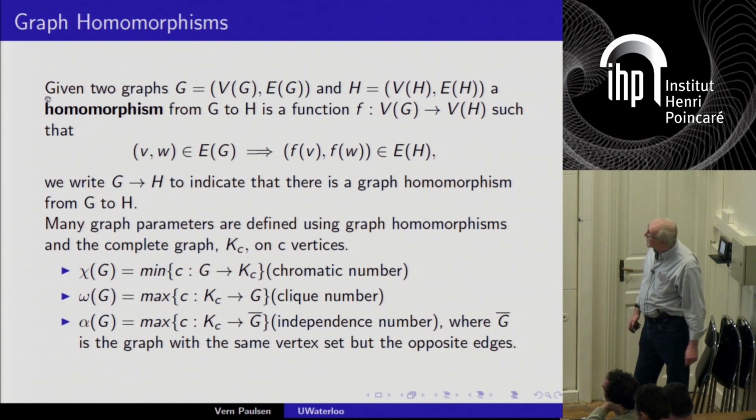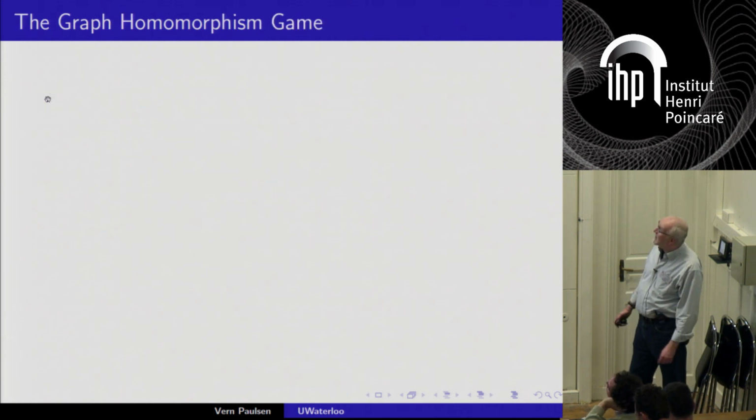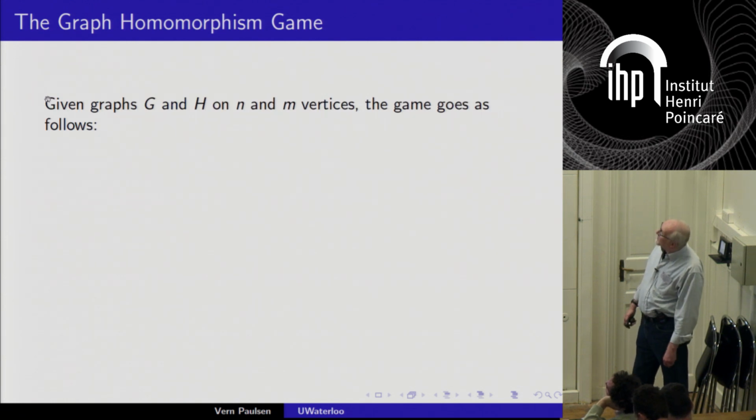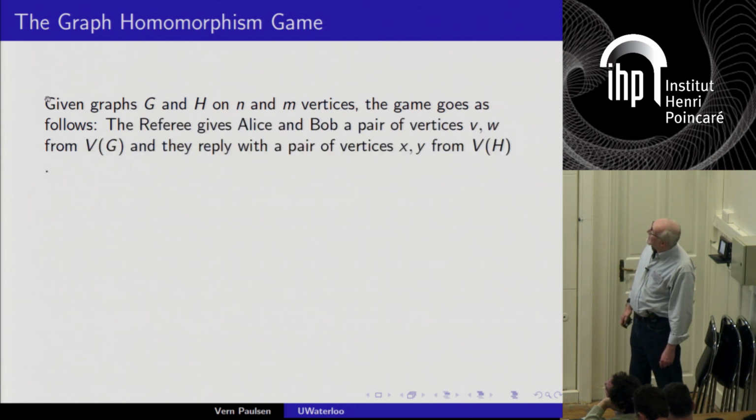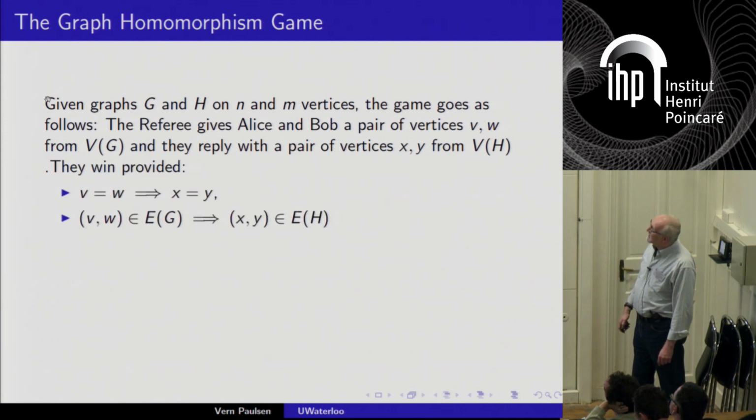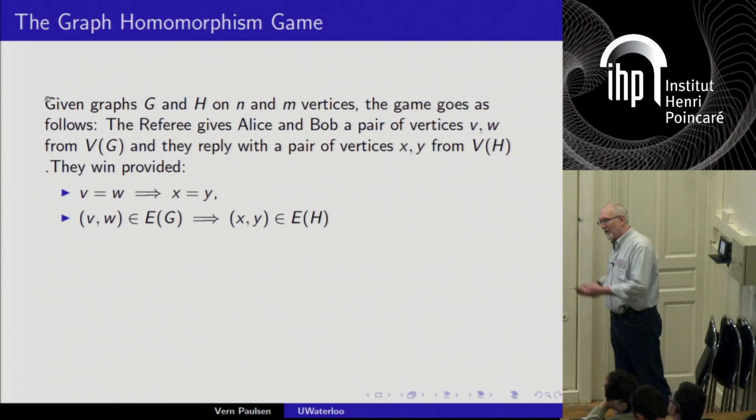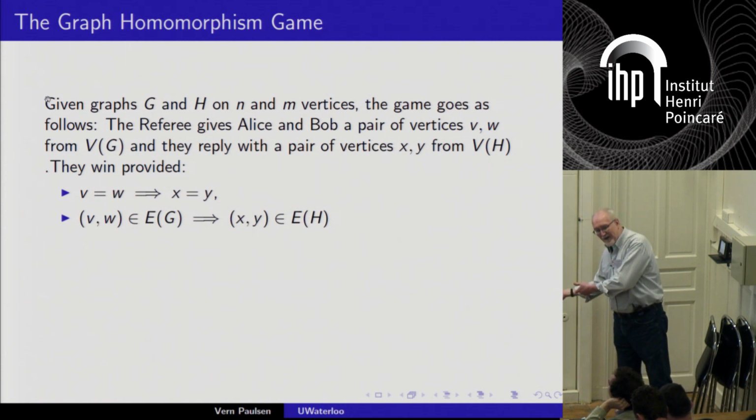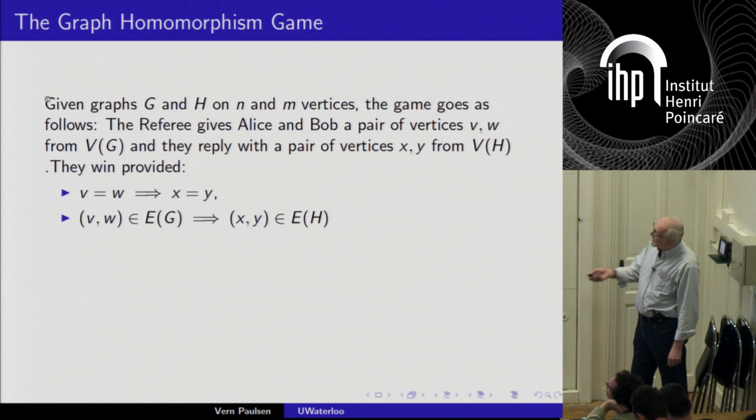Now the point is, graph homomorphisms is something you can make a nice game out of. So the graph homomorphism game, you're given these two graphs, and the game goes as follows. The inputs for Alice and Bob are vertices of G, and they must output vertices of H. The rules are simply that anytime they're given the same vertex, to convince the referee they're not fooling around, they had better reply with the same vertex from H. And whenever they're given adjacent vertices from G, they have to reply with adjacent vertices from H.